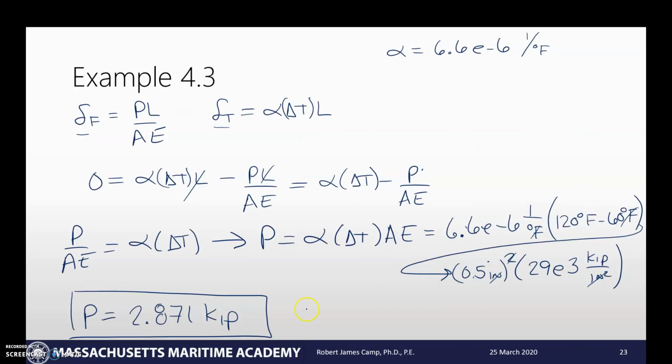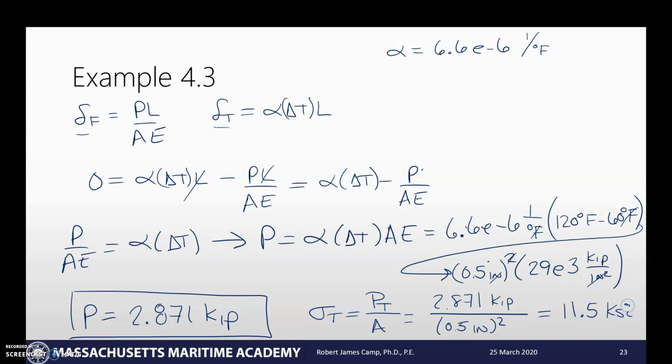How do we find stress? Thermal stress is going to be that thermal load. So we'll say PT for thermal load divided by the area. 2.871 kip divided by an area of 0.5 inches. We've got two of them, so we'll just square that. So 0.5 inches times 0.5 inches. And that'll give us 11.5 thousand pounds per square inch, or 11.5 KSI. So that's our thermal stress. That's the answer to our problem.